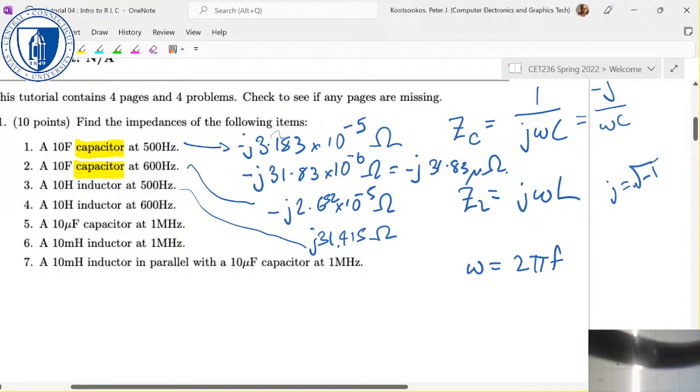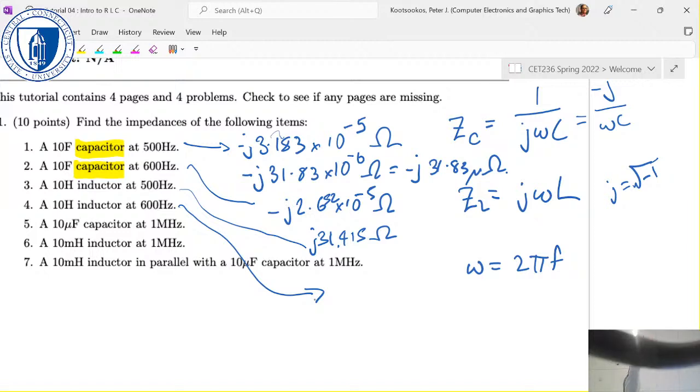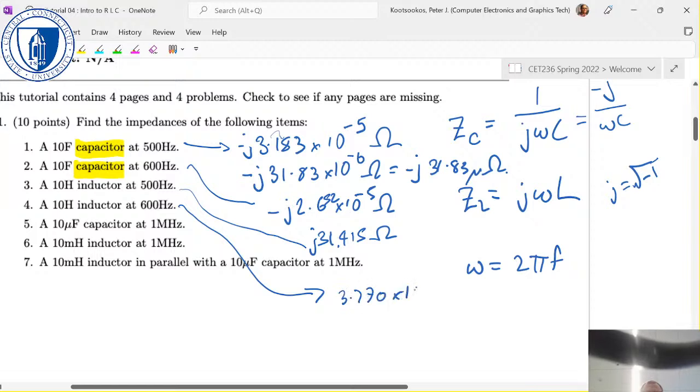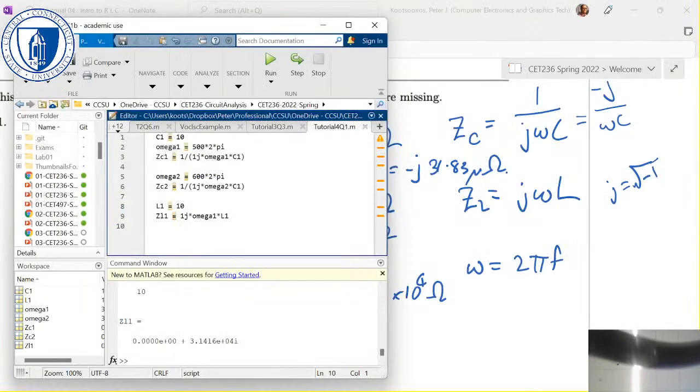Not here. Daniel? Number 4? No? Sorry. I should hold up the picture, I'm sorry. Number 4, yeah. Just make sure you put a J in there, right? So this is just the same as the last one, except with ZL2 equals J times omega 2 this time. Okay, that looks good. And yeah, to 4 sig figs, 3770 is good.